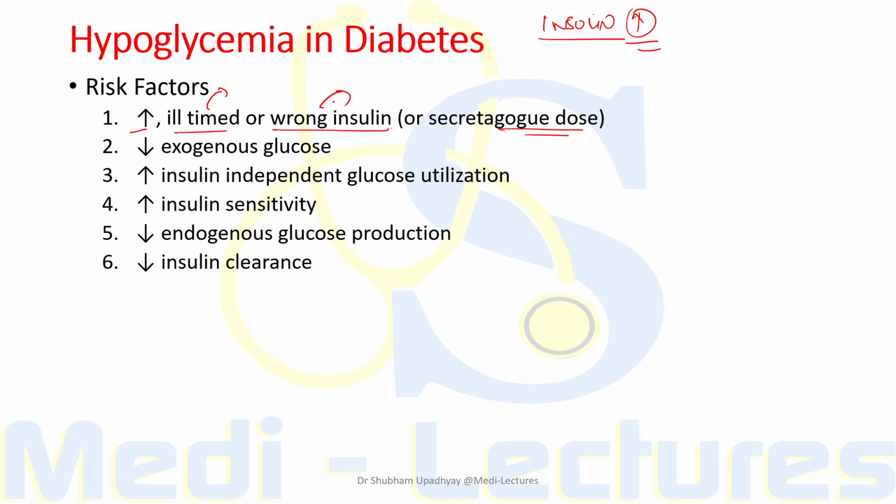Wrong insulin. At bedtime, patient was asked to inject long-acting insulin but injected ultra-short-acting insulin as both were available in pen. So this can be commonly seen in patients with type 1 as well as type 2 diabetes. So this can lead to hypoglycemia. Decreased exogenous glucose, which can occur with overnight fasting, intermittent fasting, missed meals after taking medications or insulin injections. There can be increased insulin independent glucose utilization during exercise.